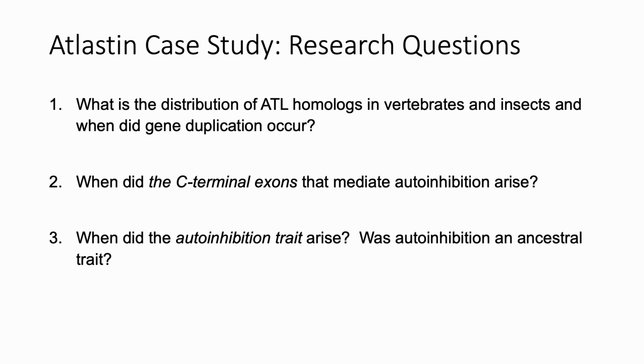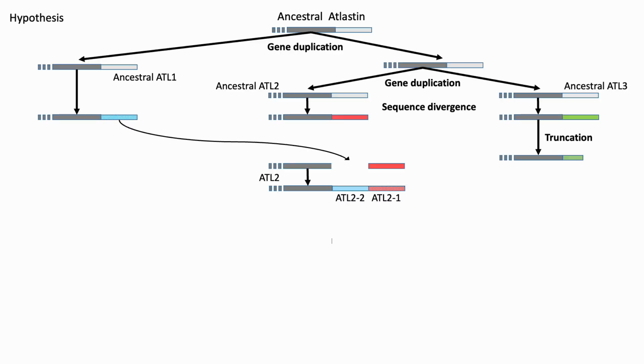So when did the autoinhibition trait arise? Well, let's consider the trait here, where the stripes indicate autoinhibition, and the solid bars don't exhibit this trait. Interestingly, the exon in ATL1 that was inserted into ATL2 exhibits autoinhibition, but the resulting exon in ATL2 does not. Rather, the exon that was vertically inherited does exhibit autoinhibition.